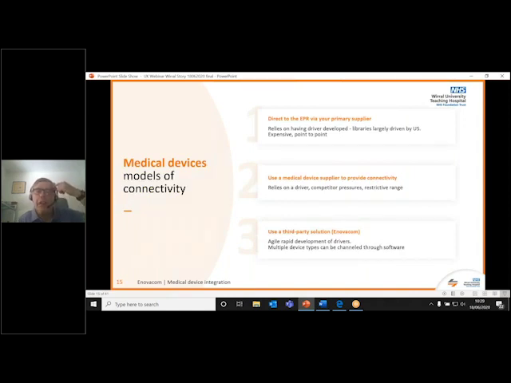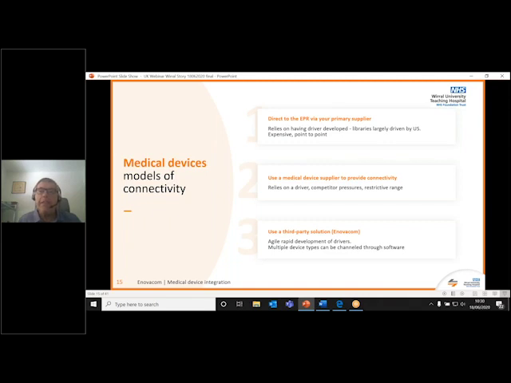Okay, so Mark just wants me to talk about the bottom one, but I'm going to talk about the three. There are three ways to connect medical devices, and we actually use all three. So we can go direct to the EPR via Cerner in our case. It requires them having a driver developed, and there's a 3-month lead time into any project. And the libraries are largely driven from the US. Can be expensive, and it is point to point. So you'll have a connectivity engine on one end of your anesthesia device that points directly into Cerner.